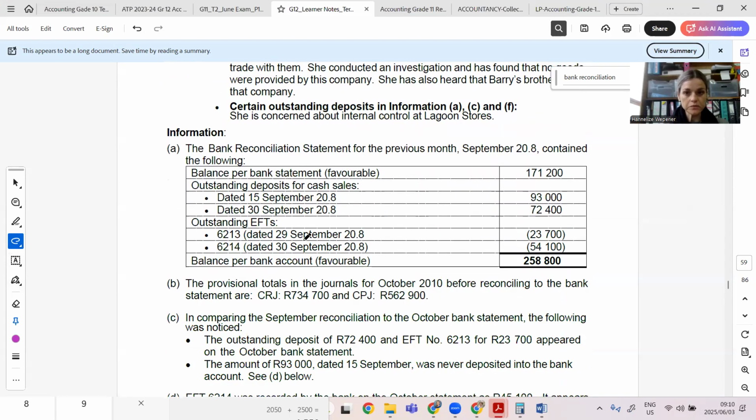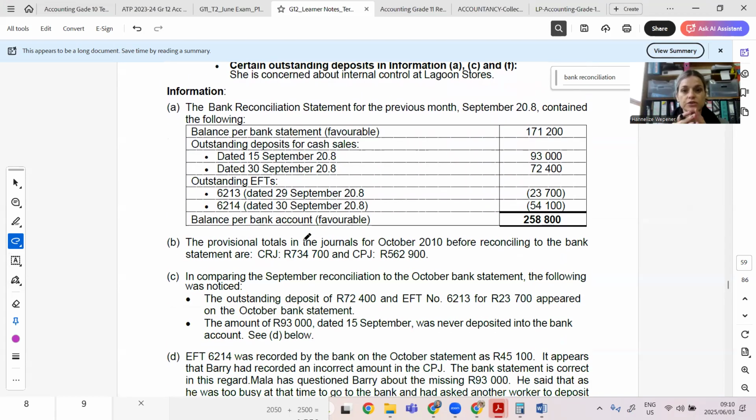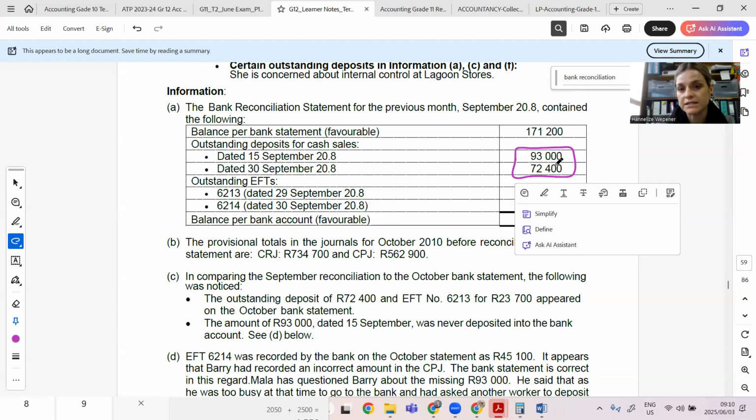Okay, so let's go to the information. They have provided us with a bank reconciliation statement for the previous month. The reason they are giving you the previous month's reconciliation is, remember, when you did your recon in September, you said these are the outstanding deposits that I do not see on the bank statement yet, but I've already recorded these in my CRJ. So at some point I would want to see this on my bank statement because I received the money.